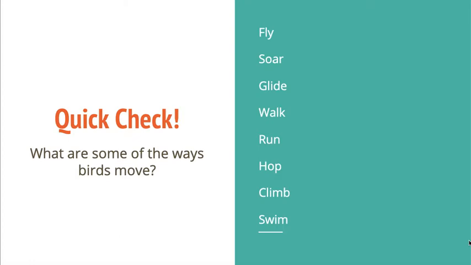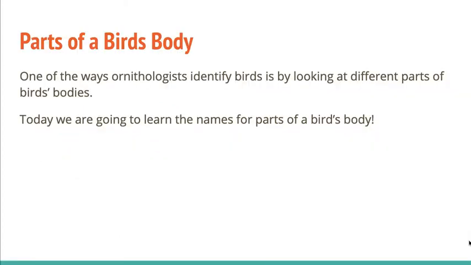Now we're going to start talking about the parts of a bird's body, right? Identifying the characteristics of a bird's body. So one of the ways that ornithologists identify birds is by looking at different parts of their bodies. So you can tell that one bird is a penguin because of how long its body is. Right, if you're looking at a penguin, you can tell it's a penguin and not a bluebird by a whole lot of different characteristics. So today what we're going to do is take a look at a picture of a bird and start learning the names of body parts for birds.